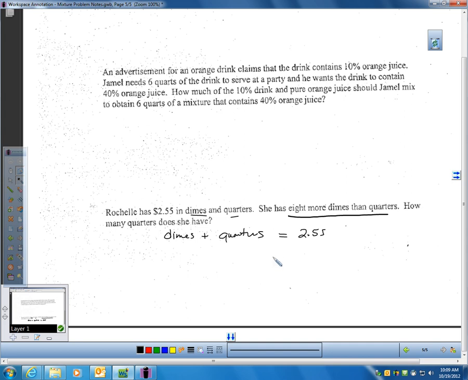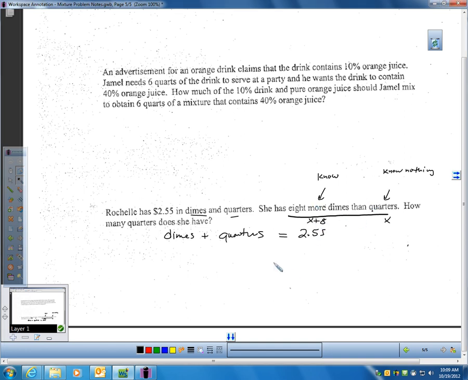Okay, now here's the next thing. She has 8 more dimes than quarters. So I do know a little something about her dimes. She has 8 more. I don't know how many she has, though. Quarters, I know nothing about how many quarters she has. Well, if I know nothing, I'll call the quarters x. I know something about the dimes. There's 8 more dimes than quarters. I can call that x plus 8.